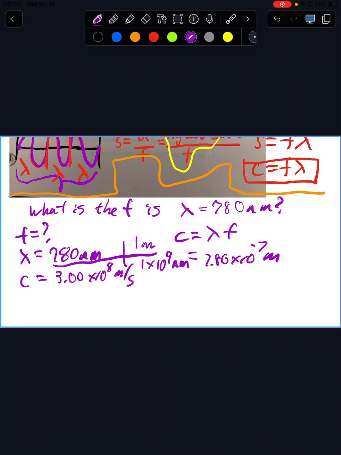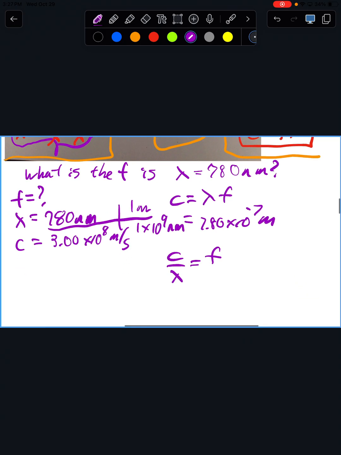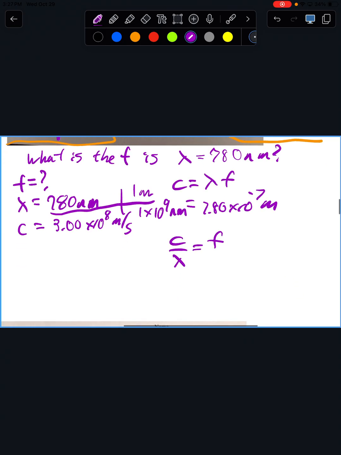So now my wavelength is good. My speed of light is good. Do we plug numbers in now? No, algebra. Then plug. C over lambda equals F. Alright. Now we can plug the numbers in.